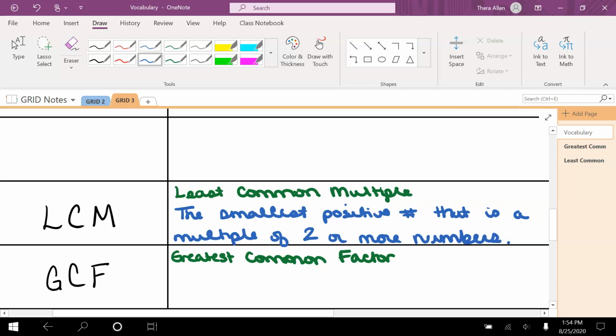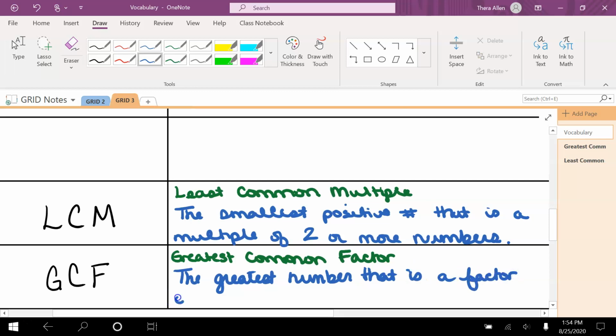And the greatest common factor is the greatest number that is a factor of 2 or more numbers.